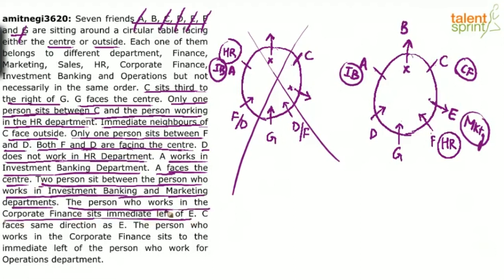Immediate left of E. Right? So I think with respect to persons, everything is done. Only departments have to be fixed. C faces the same direction as E. E is facing outwards, so C also will face outwards.